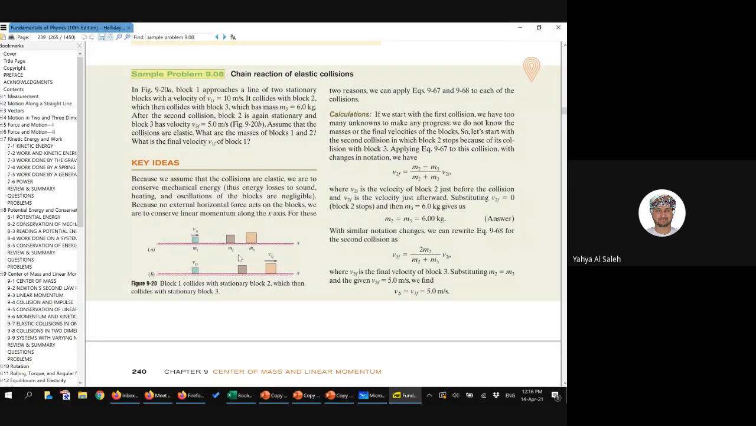M3 is 6 kilograms. And what we know is, after the final collision, after the whole mess is over, block 2 is not moving. Block 3 is moving at 5 meters per second. And we're told to assume the collisions are elastic. We need to find the rest of the information.